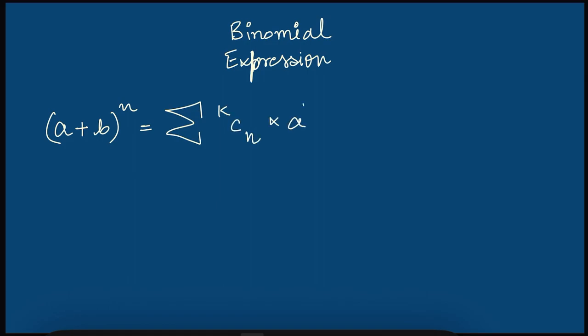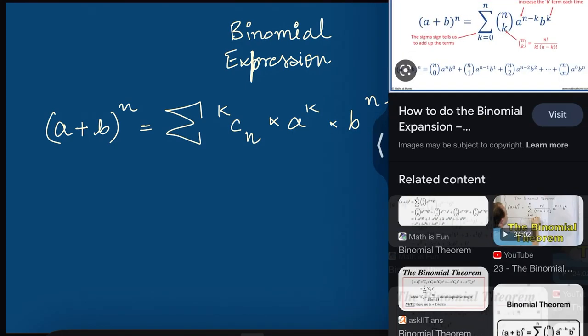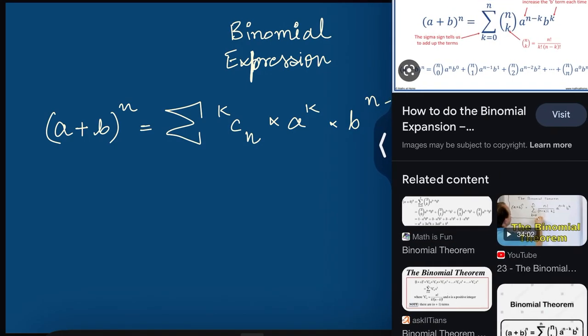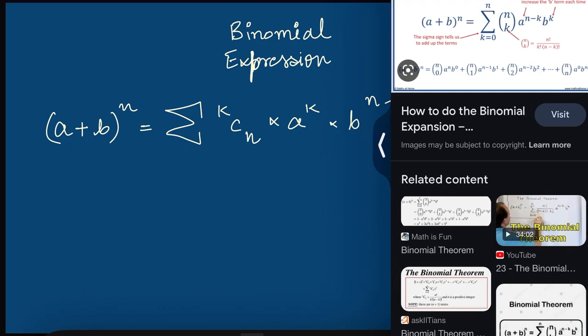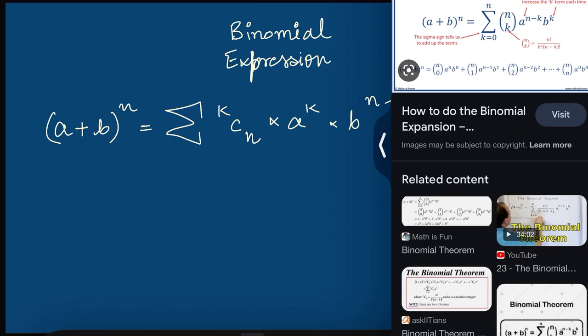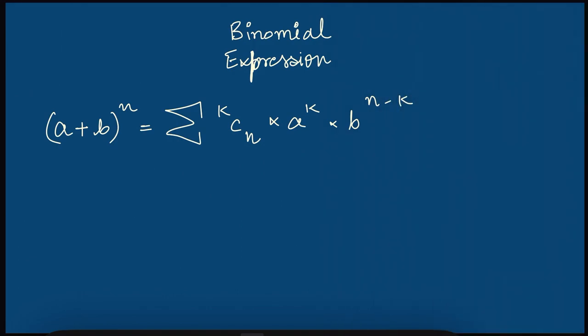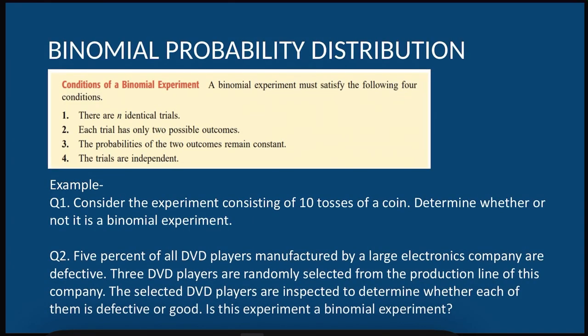KCN, then AK, and then B n minus k. Okay, so I hope it is clear how the binomial expression works and how the values are defined in that scenario. As you can see, it's majorly an 11th class mathematics concept. So the binomial probability distribution works on the same principle.